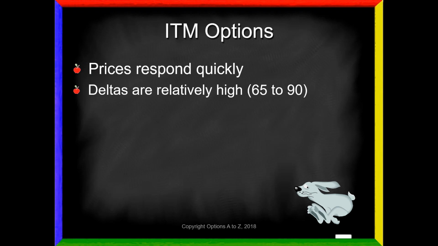In other words, the in-the-money options have prices that respond quickly, and you're going to find their deltas are relatively high. In the real world, looking on your broker's platform, you're probably going to see in-the-money deltas somewhere around 65, maybe up to 90. Can they get up to 95 or 100? Sure, you're going to have to go super deep in the money, or as you get closer to expiration, they will definitely hit 1. But if you have 30 or 60, 90 days to expiration, even a week, especially on a high volatility stock, they're probably going to be somewhere around 65 to 90. But the important point is that the in-the-money options are relatively responsive to changes in the stock's price.